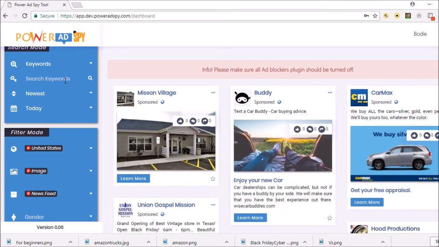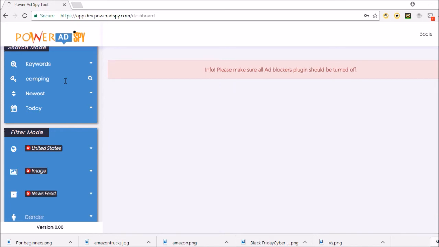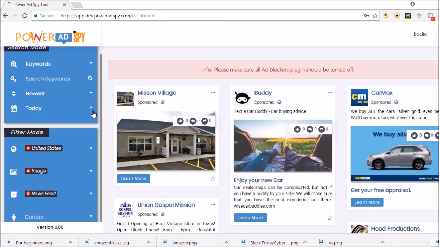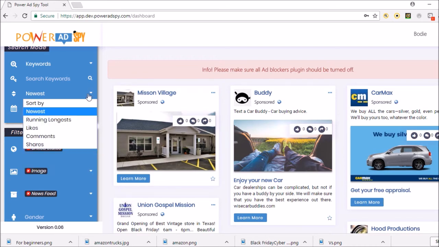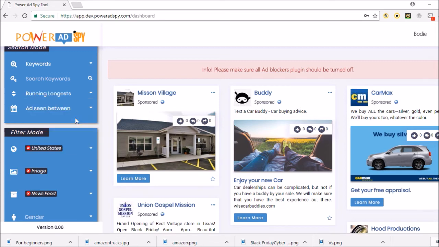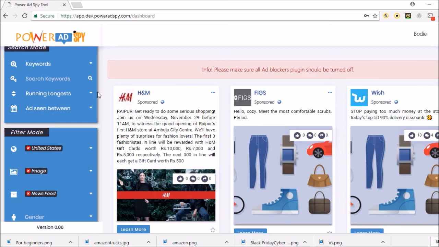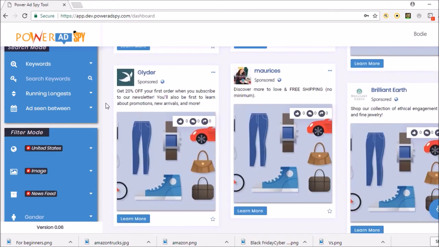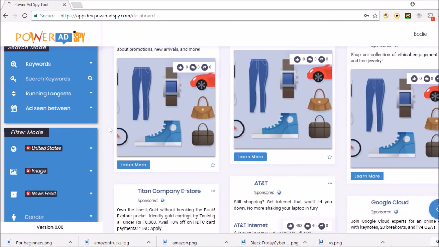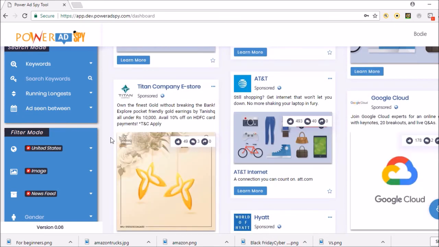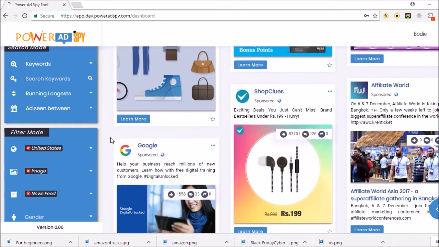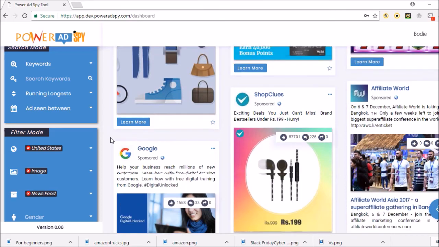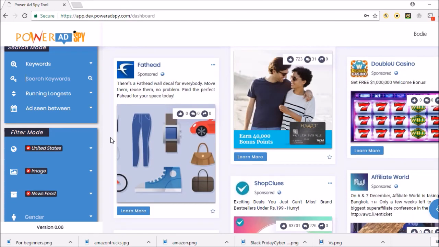Or camping. Okay, it's not coming up with much now. I wonder if that's just because this is the newest, running longest. Let's have a look at this. Running longest. Yeah, so I don't know how accurate this is, guys, because if we're going running longest, but then it's showing ads with 000, obviously that's not been running very long. Oh, now it's populating with some other ones, though. Yeah, so I'm not sure how accurate this is, like while we're using the free version.